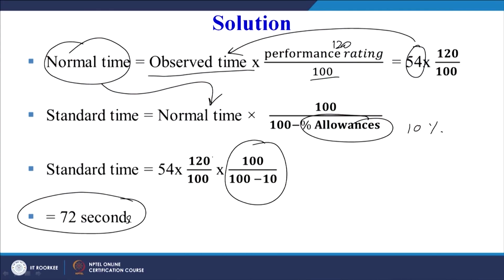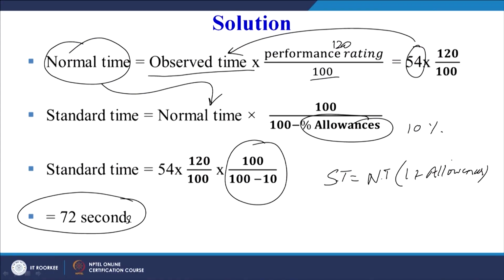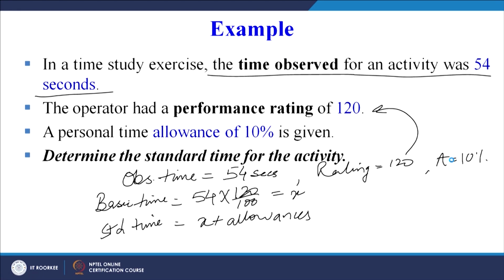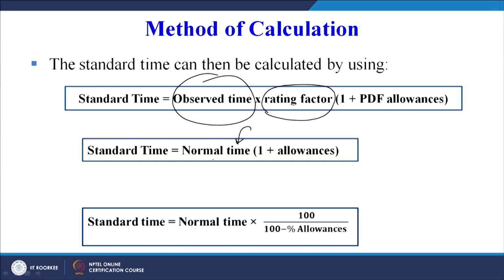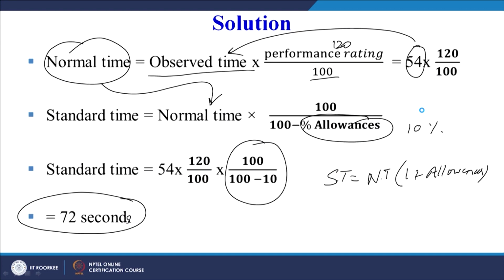So allowances also can be added into the normal time using different techniques. So here this particular standard approach has been followed, in which 100 divided by 100 minus percentage allowance is used. In other cases, it can be easily calculated as, I can again write for you, standard time is equal to normal time into 1 plus allowances. So we can incorporate the allowances using this approach also, which is already given. If we go back, you can see this was already given, normal time into 1 plus allowances. So this is the answer, 72 seconds.